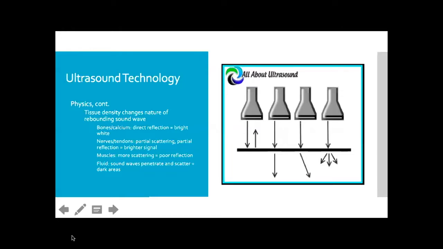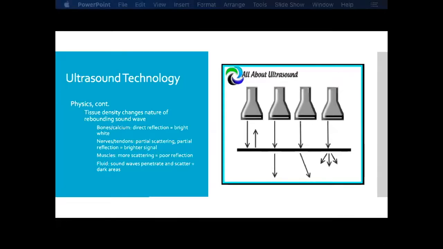Higher density bones and calcium deposits give you direct reflection, so you get this bright white image coming back. Nerves and tendons will partially scatter it, but they're fairly dense, so you still get a brighter signal, but the sound wave is actually able to penetrate it as compared to bone and calcium. Muscles have more scattering, therefore poorer reflection, and then fluid. When a sound wave hits fluid, it will just scatter and not make it back to the probe. Thus, it's going to be interpreted as a dark area. Next slide.